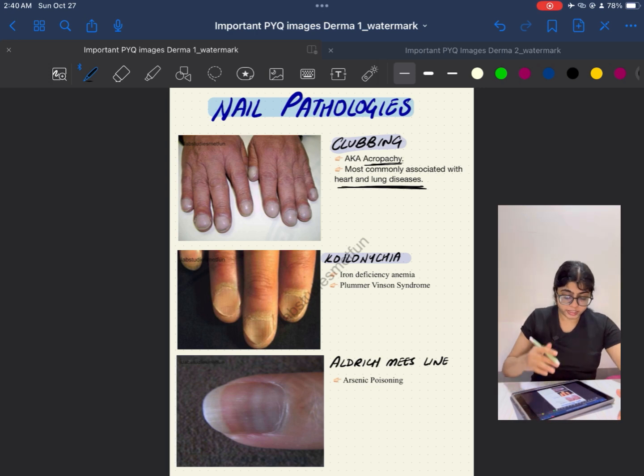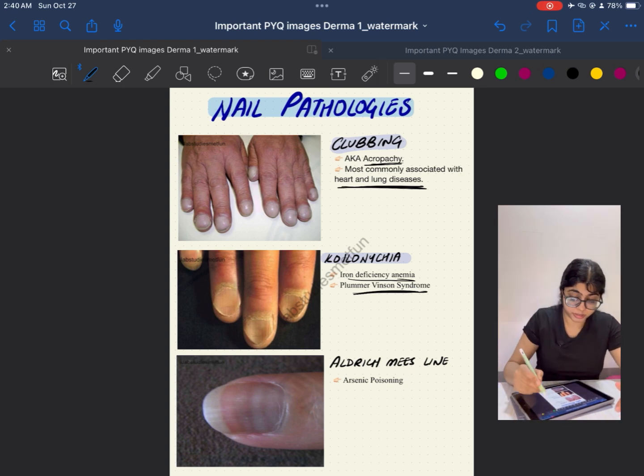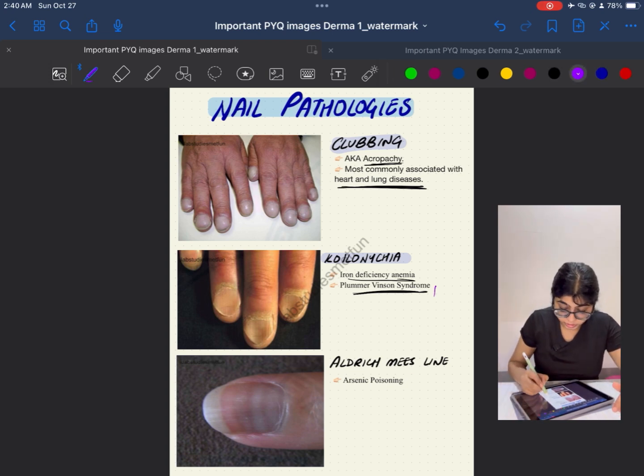Next we have here is koilonychia. In koilonychia, there will be spoon-shaped nails, like literally spoon-shaped nails. It will have a concavity to it, and it is seen in iron deficiency anemia as well as Plummer-Vinson syndrome. It is very characteristic for Plummer-Vinson syndrome, and it is very important to remember that as well.